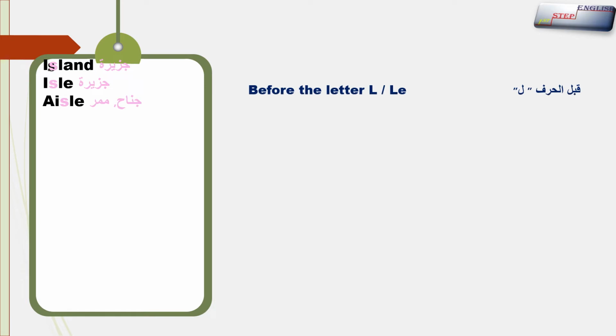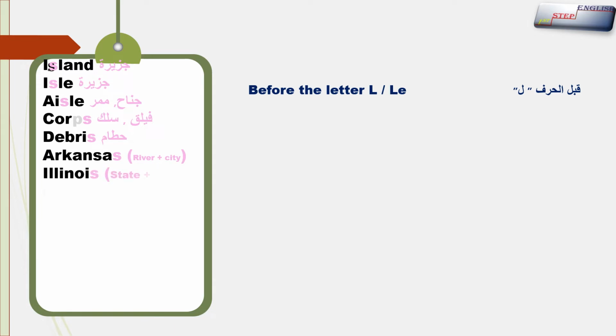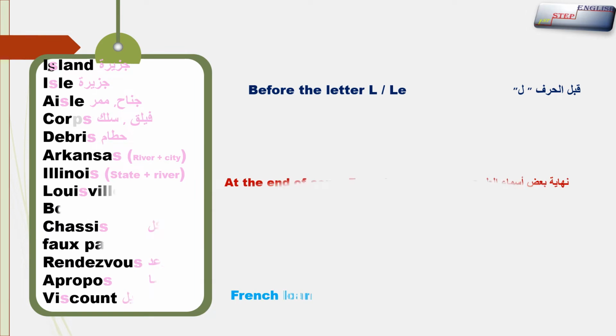The words in the rest of the list are originally French, so they kept their original pronunciation after being introduced to English. We say corps to mean an army unit. We say debris to mean the remains of something destroyed. Arkansas is the name of a city and a river in the USA. This word originated from the Quapaw Indians. It was brought to English thanks to the French explorers who first went to this area of the USA.